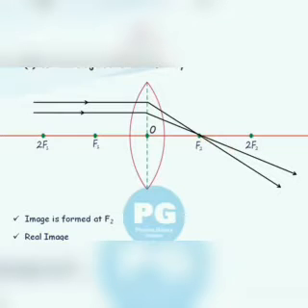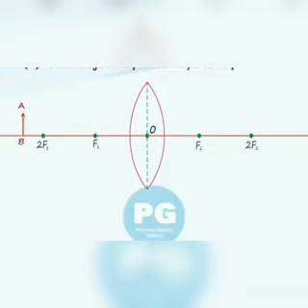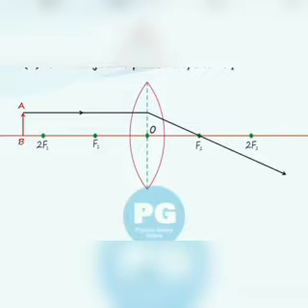Now let us understand the next position of the object. How we can draw the ray diagrams when the object is kept at a position beyond 2F1. So let us consider the object as AB. The straight parallel rays to the principal axis come and touch the lens, get refracted and pass through the focus point F2.